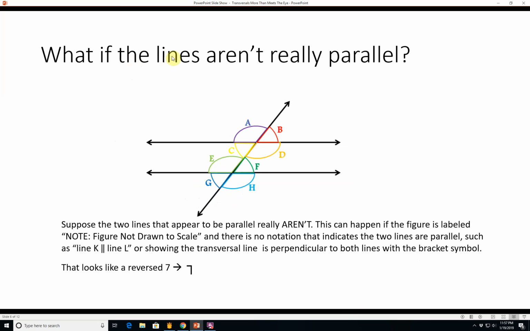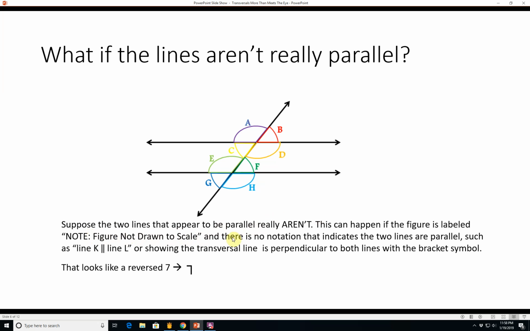So what if the lines aren't really parallel? Suppose that the two lines that appear to be parallel really aren't. This can happen if the figure is labeled "Note: figure not drawn to scale," and there is no notation that indicates the two lines are parallel. So on the SAT, if it says figure not drawn to scale, it's not drawn to scale. That means that they are messing with you. Otherwise, on the SAT, assume that it is drawn to scale.